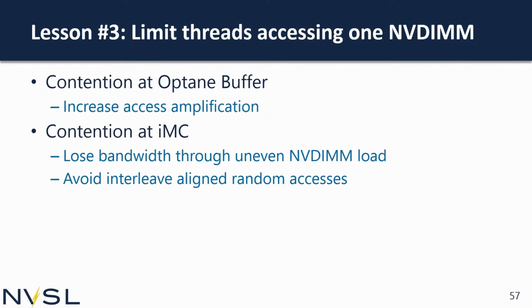Okay, so this is lesson number 3. Limit the number of threads accessing one NVDIMM. This avoids contention at the Optane buffer, which avoids access amplification, and also avoids contention at the IMC. And contention at the IMC means that we're going to have bandwidth loss through uneven NVDIMM load, and we should really try to avoid interleave aligned random accesses, because then you're going to fall right in the bottom of this valley.